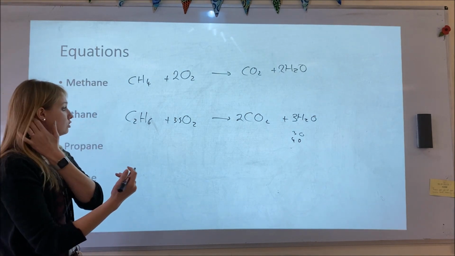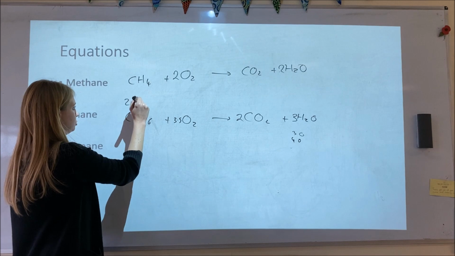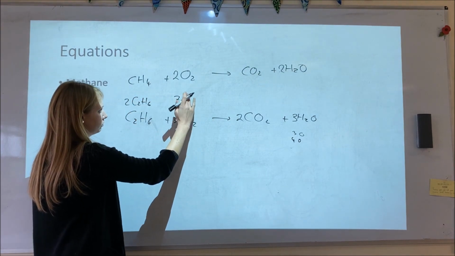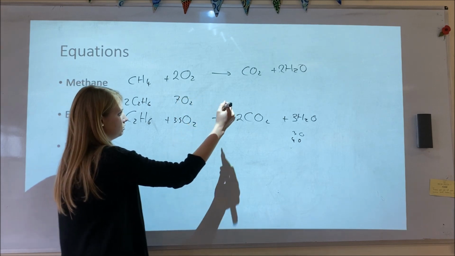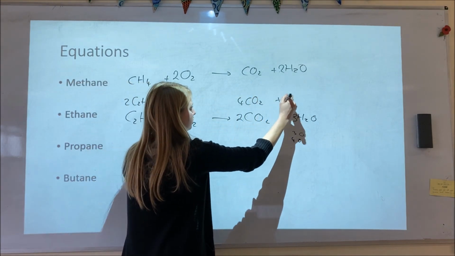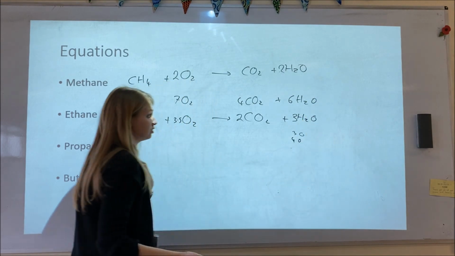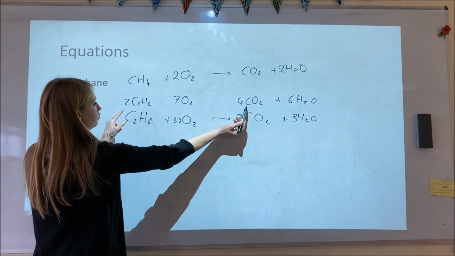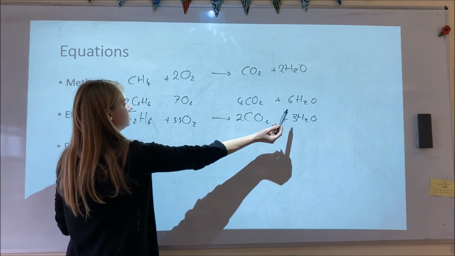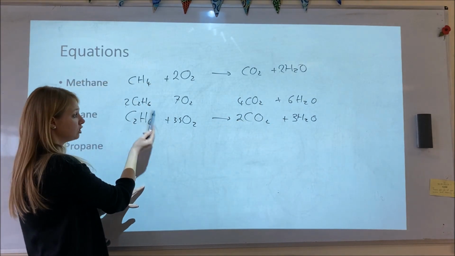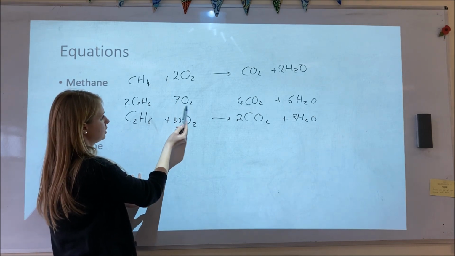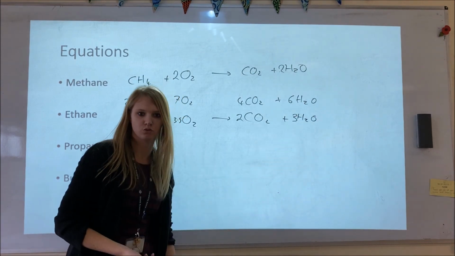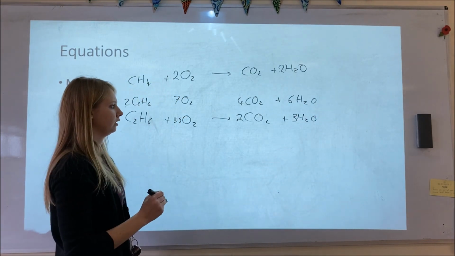So you could make it 2C2H6, 7O2, 4CO2 plus 6H2O, and then that should still work out. So 4 carbons, 4 carbons, 12 hydrogens, 12 hydrogens, and then 14 oxygens, and this would be 8 plus 6, which is 14. Okay, so that would be perfectly fine.